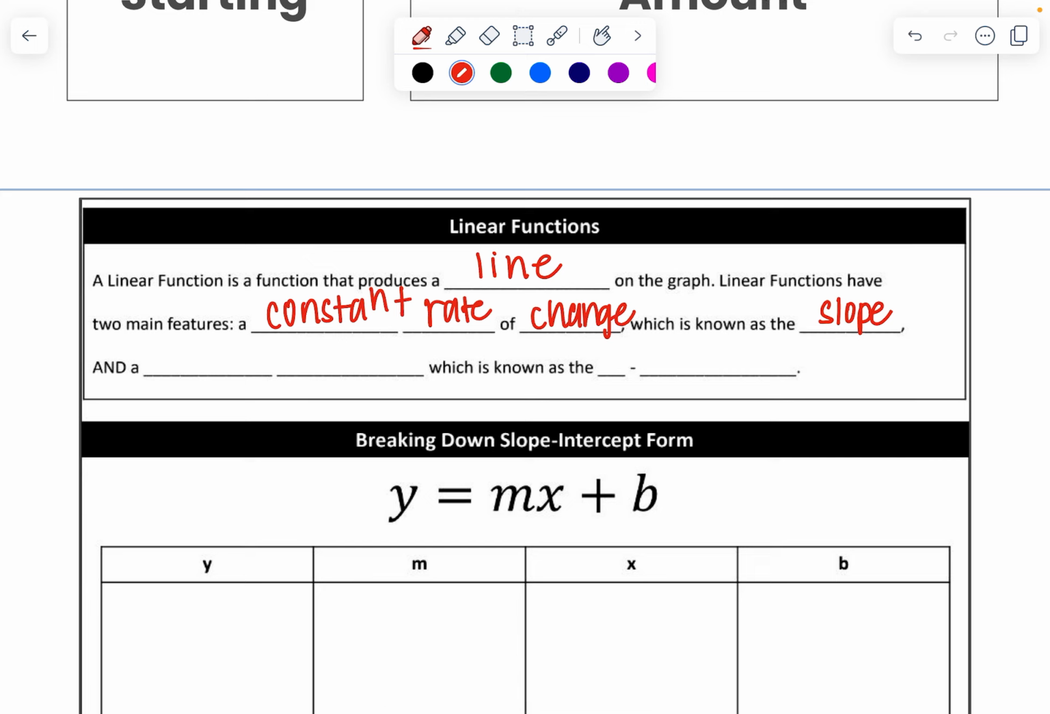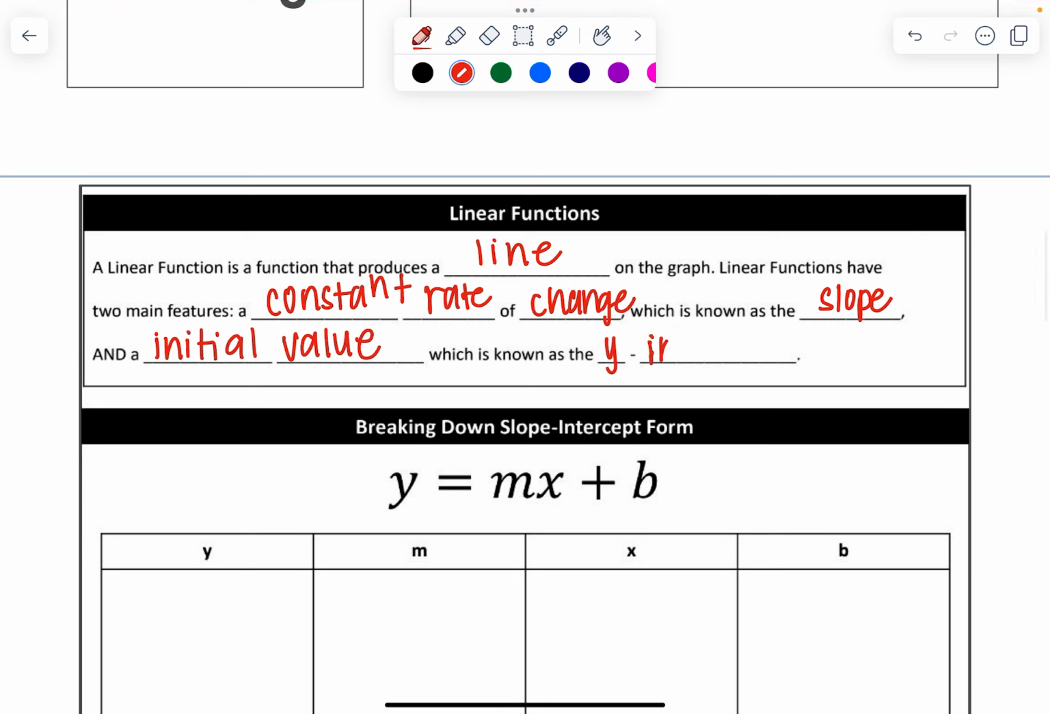The other part is the initial value, which is why I was spending so much time talking about these two parts. Now, we don't really call it initial value per se in math. We actually call this the y-intercept. Okay, so a line is made up of two main parts, the constant rate of change, aka our slope, and the initial value, aka the y-intercept.